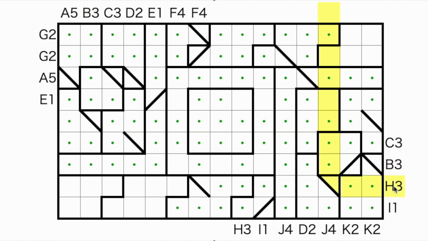Let's see. Okay. C3, 1, 2, 3, done. B3, done. H3. This is where we need to bounce right here and here to get that. 1, 2, 3. That's done. Okay, I is done. K, J, 1, 2, 3, 4. D, 1, 2. We just looked at J, I, and H. This whole corner is done. I need to mark this one as non-mirrored.